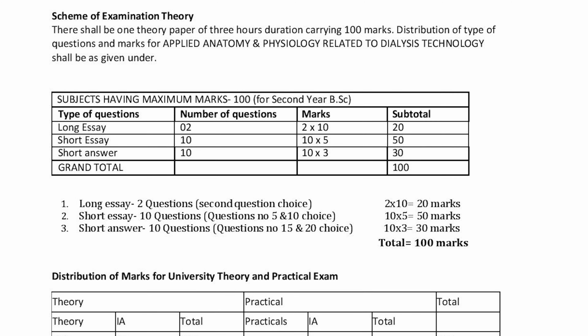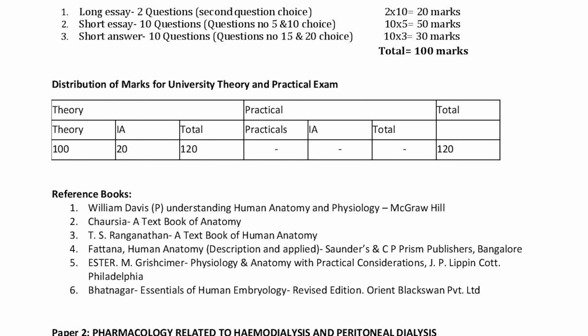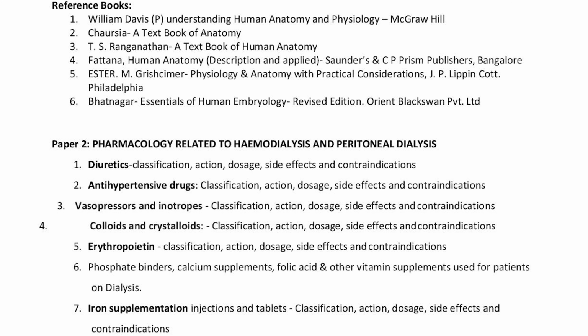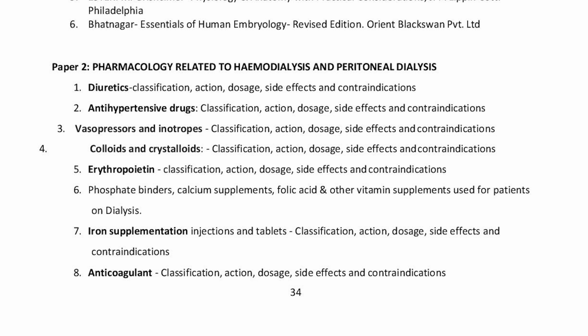Next, paper 2, pharmacology related to hemodialysis and peritoneal dialysis. It has 15 topics. Let's look at each one. 1. Diuretics: classification, action, dosage, side effects and contraindications. 2. Antihypertensive drugs: classification, action, dosage, side effects and contraindications.